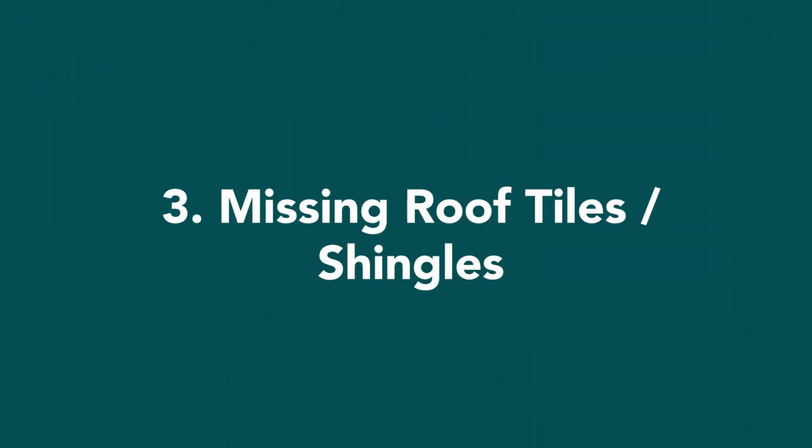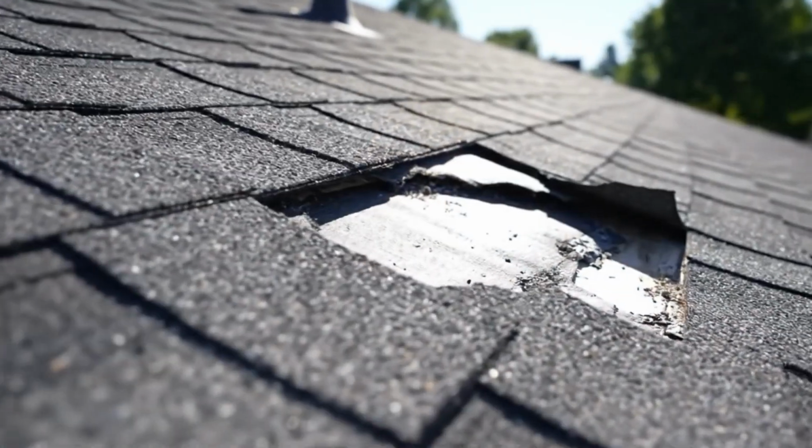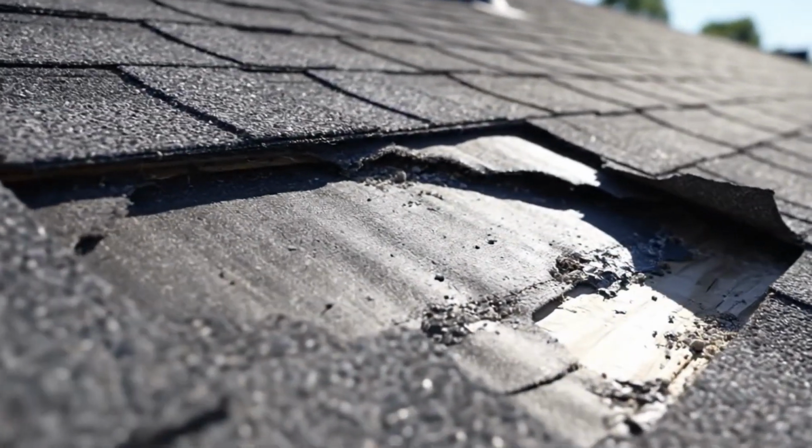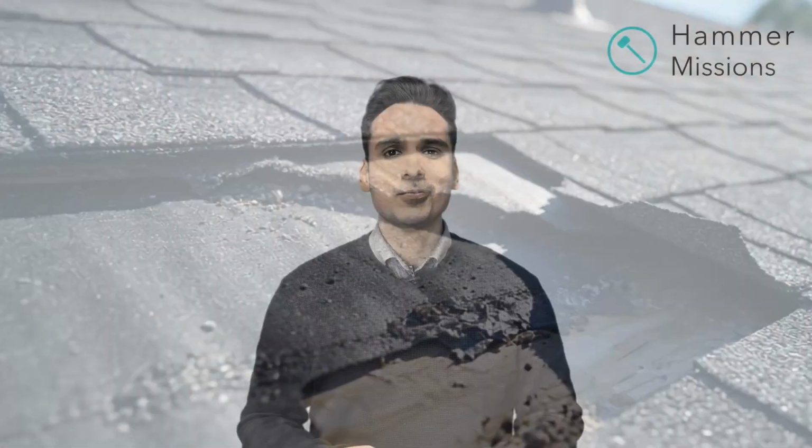Number 3 is missing roof shingles or tiles. So essentially, roofs go through wear and tear, and over time, what we find is that you've got missing shingles, missing roof tiles, and this is another application where AI can be very effective.